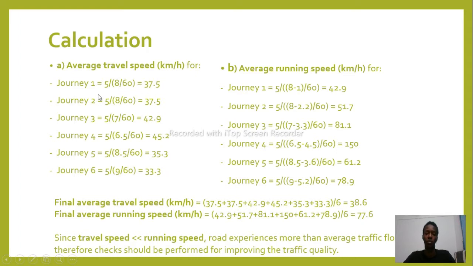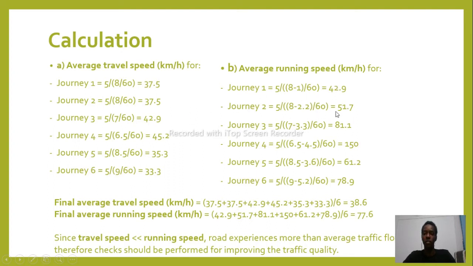So let's take example journey 1. Distance is 5 kilometers, time taken is 8. The time taken is given in minutes, therefore we have to convert it into hours, so we do 8 divided by 60. After that, we get our travel speed 37.5 kilometers per hour. Same thing for journey 2. Let's look at journey 3. Journey 3 also is equal to distance divided by time taken, so 5 distance divided by 7 time taken, divided by 60 in order to convert it into hours, we get 42.9 kilometers per hour.